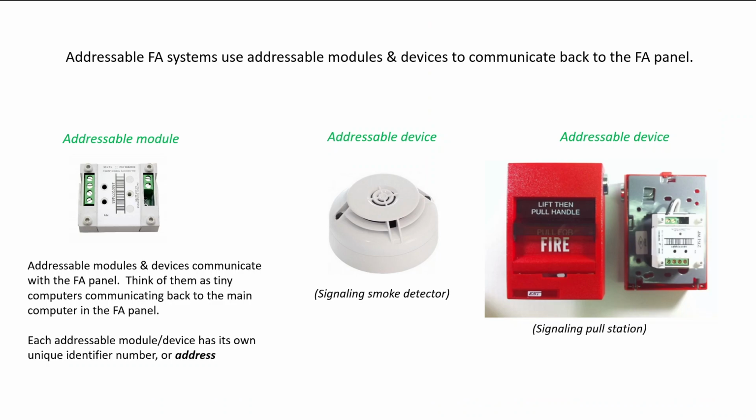Now, addressable fire alarm systems use addressable modules and devices to communicate back and forth to the fire alarm panel. An addressable module will communicate with this fire alarm panel as a small computer would communicate back to a main computer, which is the fire alarm panel itself. Each addressable module or device has its own unique identifier or number or address. So addressable devices can be smoke or heat detectors, or specialty modules, or pull stations. All of them need to be addressable.